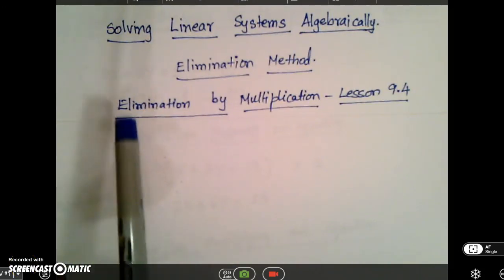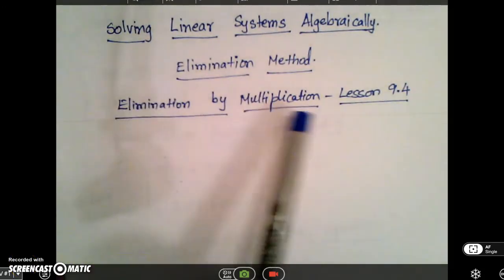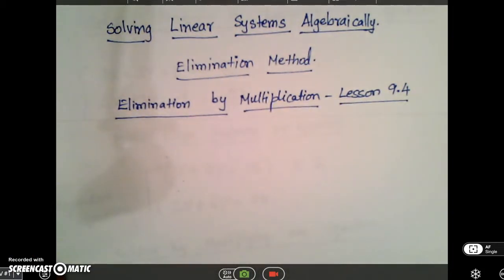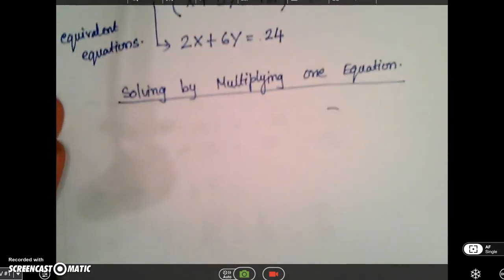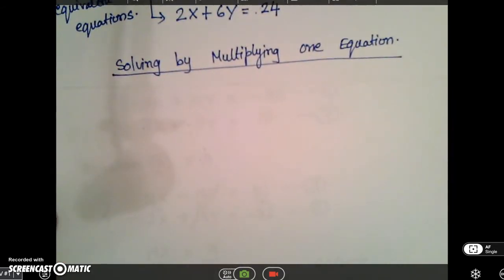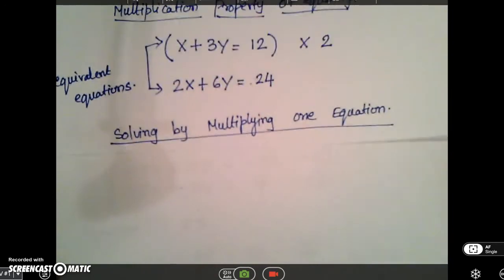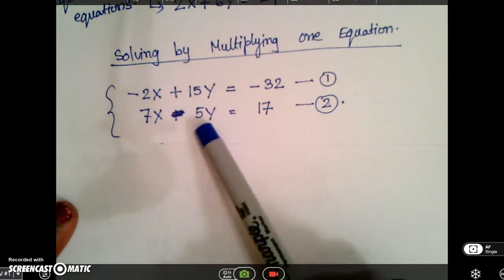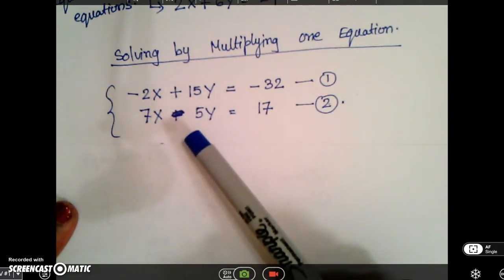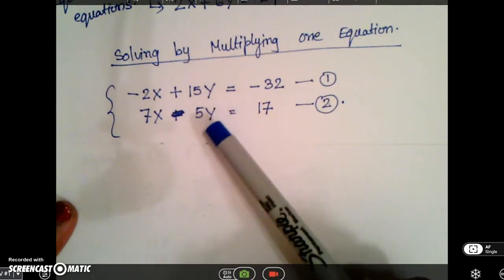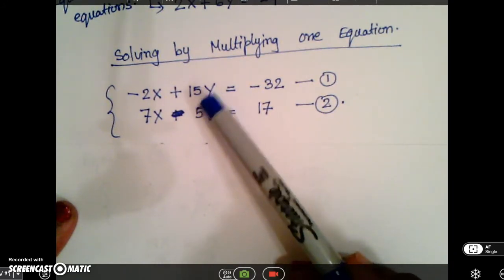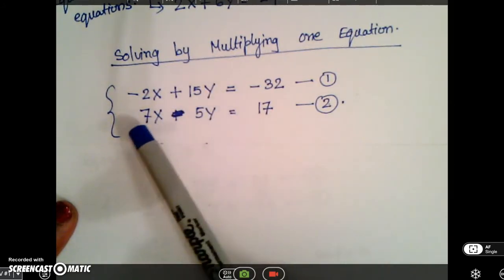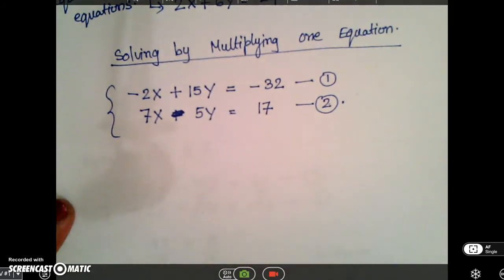Hi, we are continuing with part 2 of lesson 9.4. This is elimination by multiplication. In part 1, we learned elimination by multiplying one of the equations. So I focused on one equation. I looked at the variables and I wanted the same coefficient for one of the variables, and one of my variables looked promising. I had a 15 and a 5. The 5 was easily changeable to a 15 just by multiplying the entire equation by a 3.